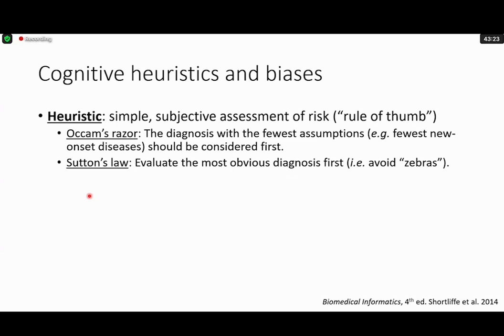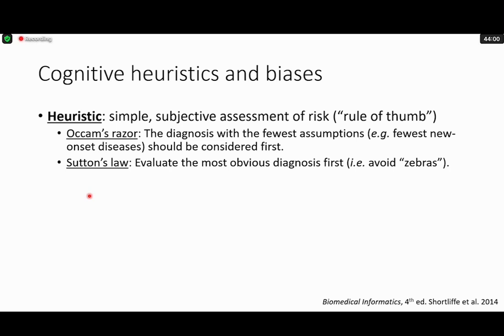Everyone, I hope, is familiar with Occam's razor, which is, don't overcomplicate your diagnosis. Think of the simplest diagnosis first. There's also something called Sutton's Law, which is start with the most obvious diagnosis, avoid the zebra. And essentially the understanding that an unlikely presentation of a common disease is more likely than the classic presentation of a rare disease.